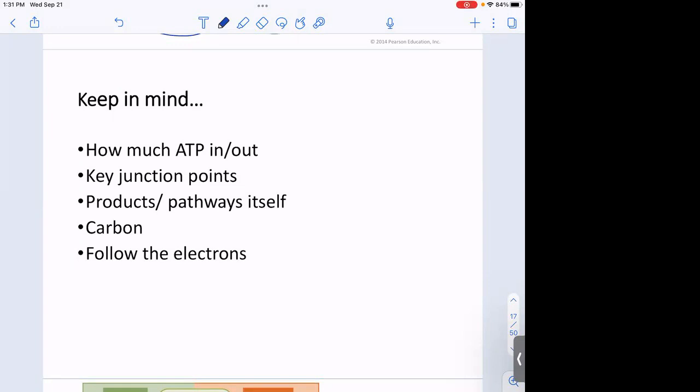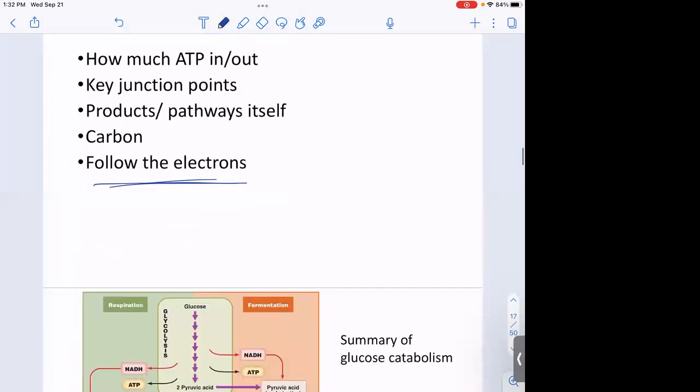It helps to follow the carbon. So if you're starting with a 6-carbon glucose, yes, it makes sense that we end up with 2 3-carbon pyruvic acid. And if we do lose some carbon, we're going to take note of where we lose that. Lastly, keeping track of those electrons that are being carried by our carriers. It's all about the electrons because that's what gets converted into the lion's share of the ATP during respiration pathways anyway. So we gotta follow those electrons.